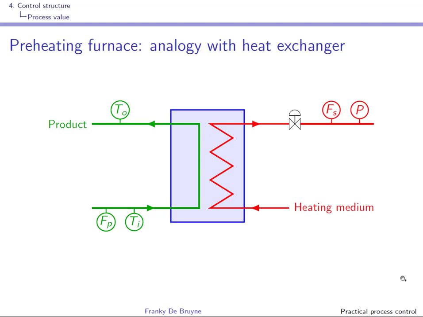In reality, you will see that processes that might look very different at first glance will be controlled using a very similar control structure. Here in this heat exchanger, the product output temperature is controlled by controlling the flow of heating medium through the heat exchanger. You can see that there is an analogy here with the preheating furnace, and you will see that the same ideas are applicable, leading to the same control structure.